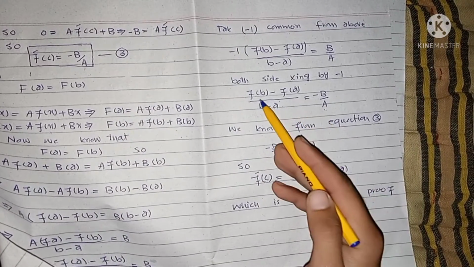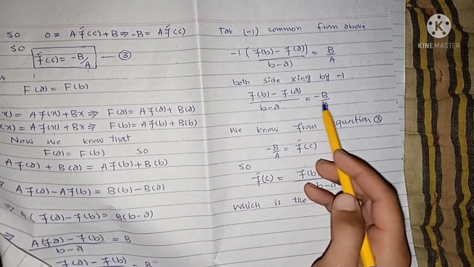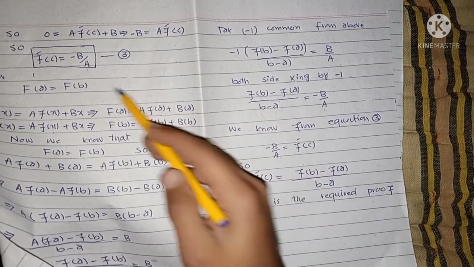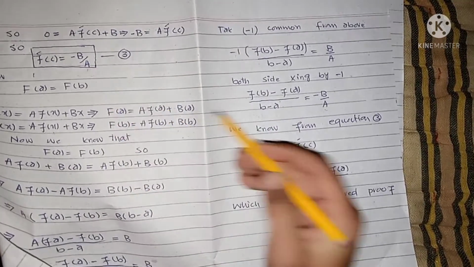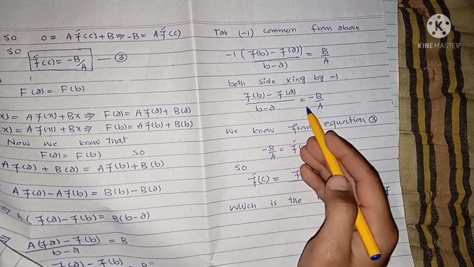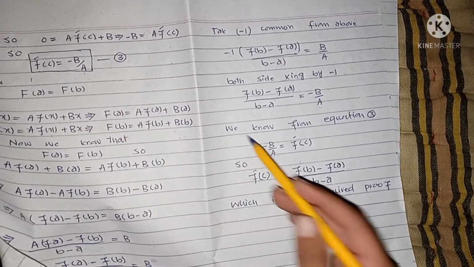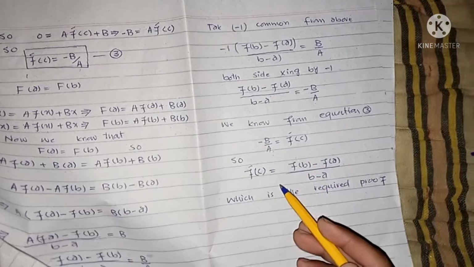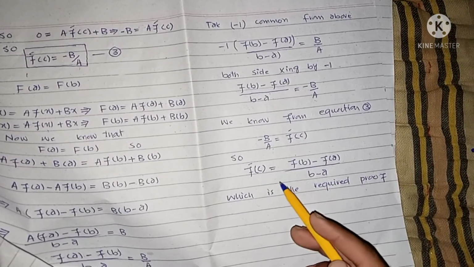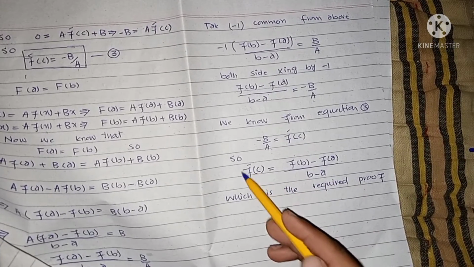I just took minus so as to make the equation comparable to this one. For the sake of that, I took the minus as common, and now you can see it's equal to minus b divided by a, which is equal to f dash of c. So I'll write f dash of c instead of this one. So this is the final proof of this theorem. Okay, you can see from here.